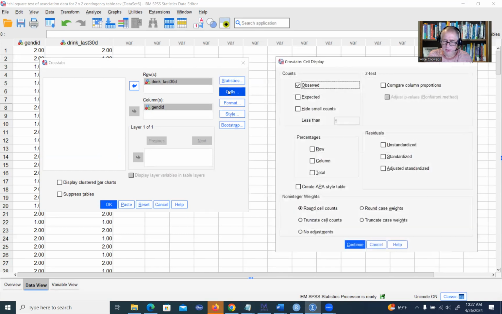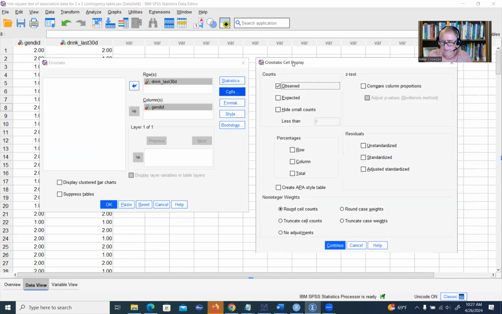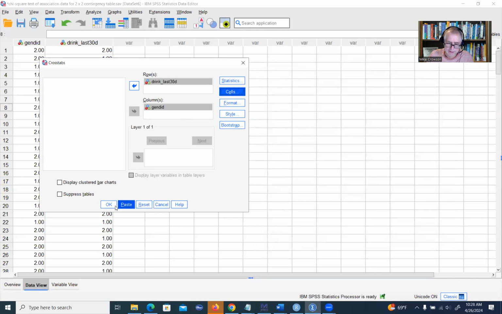And then where it says Cells, we'll click on that tab. We have observed frequency counts by default. In terms of things that we're going to request, we're going to request expected frequency counts. We're also going to request column percentages and total percentages. I'm not going to select row percentages, just to keep things a little bit cleaner in our contingency table. We'll also select standardized residuals over here. So we'll click on Continue and then on OK.